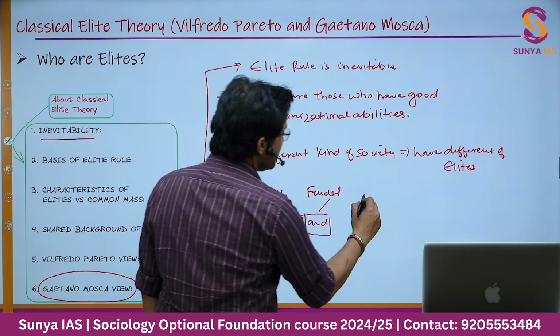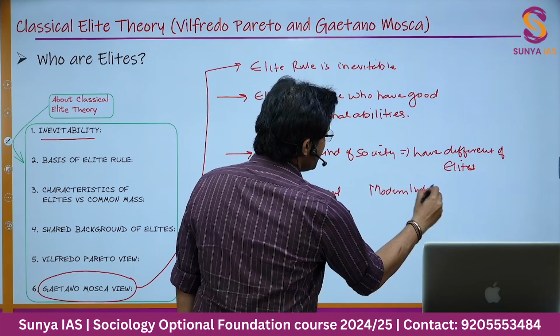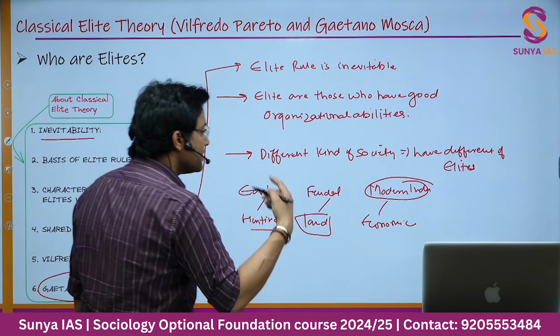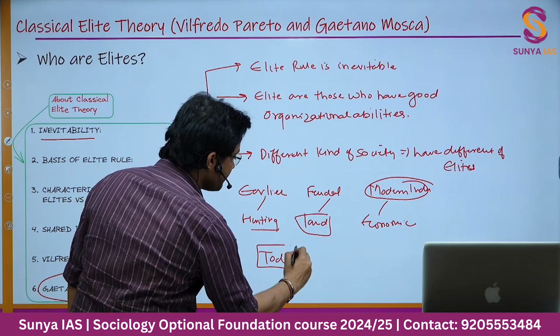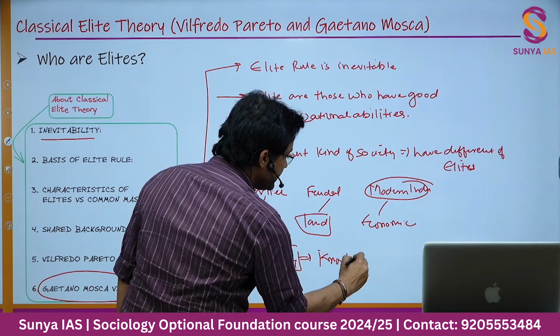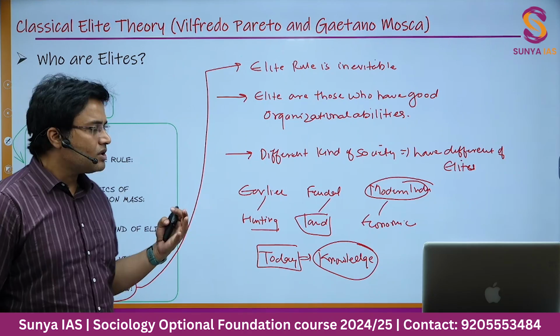In a modern industrial society, people who have control over economic power were elites, right? To give an example so that you can understand, today people who have knowledge, just like we say data is the new oil, people who have immense knowledge are the elites. So this is how you can talk about different kinds of elites over different kinds of society.